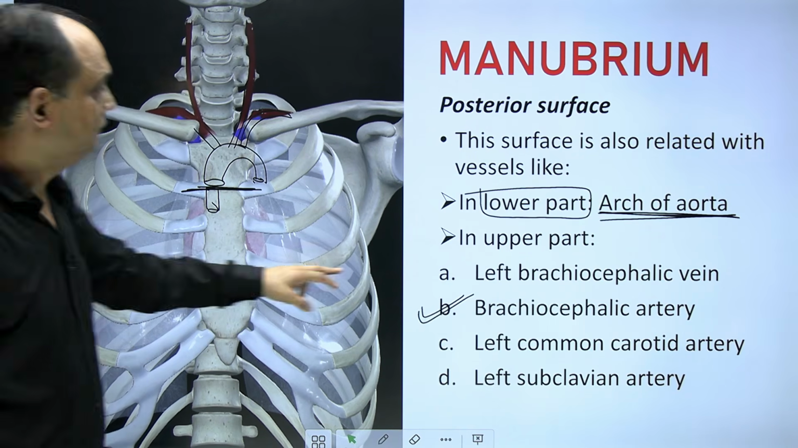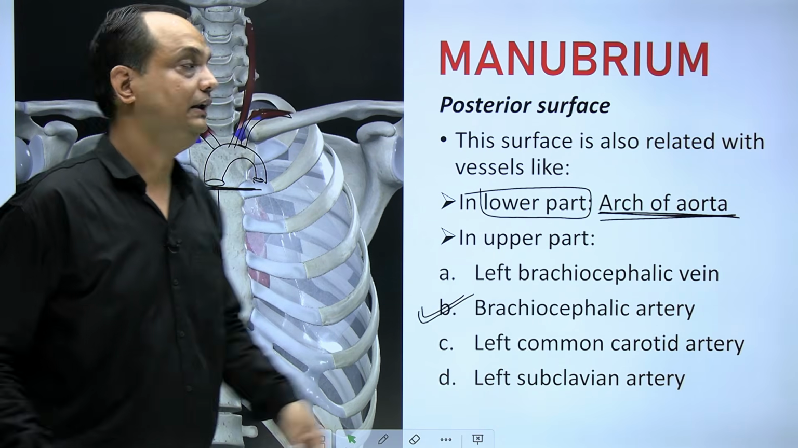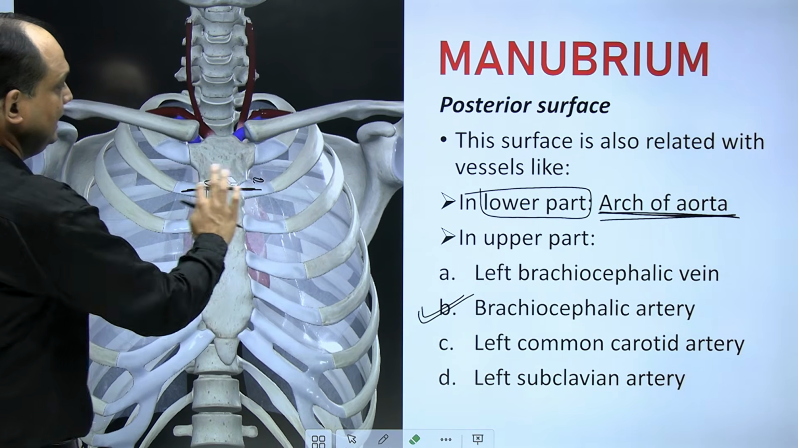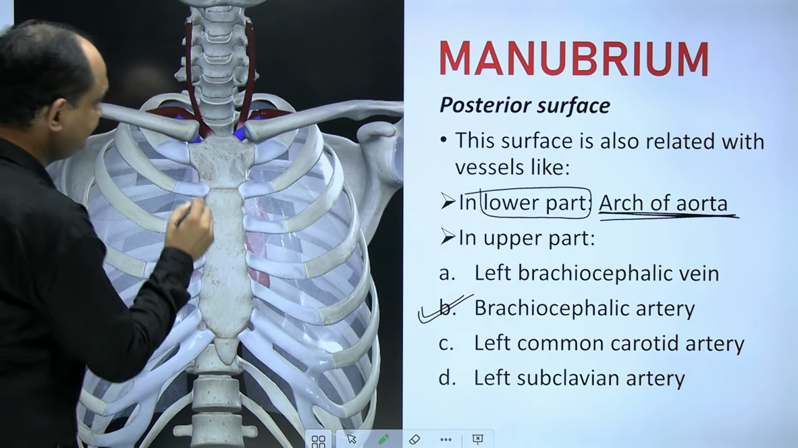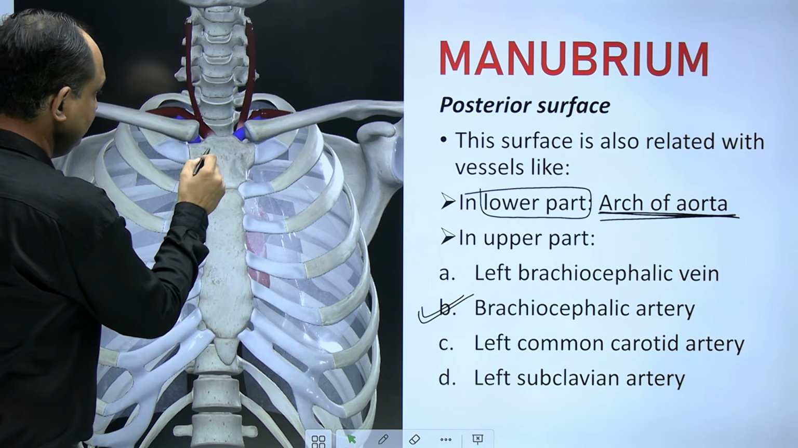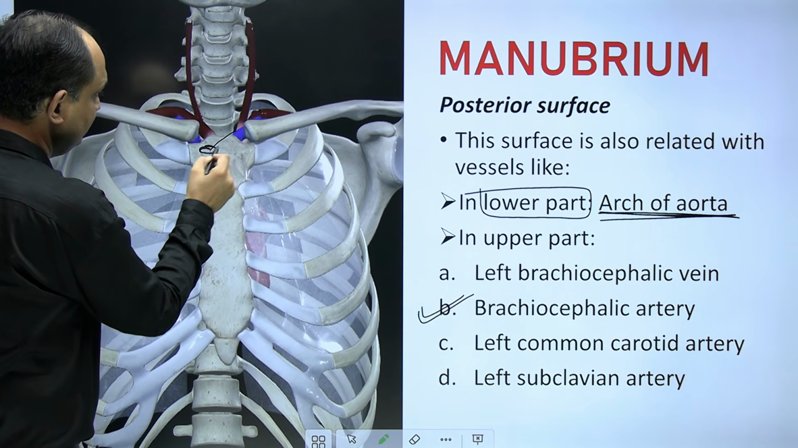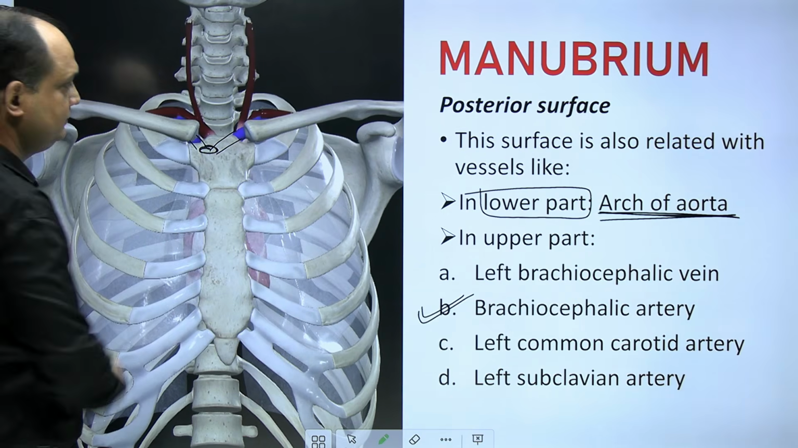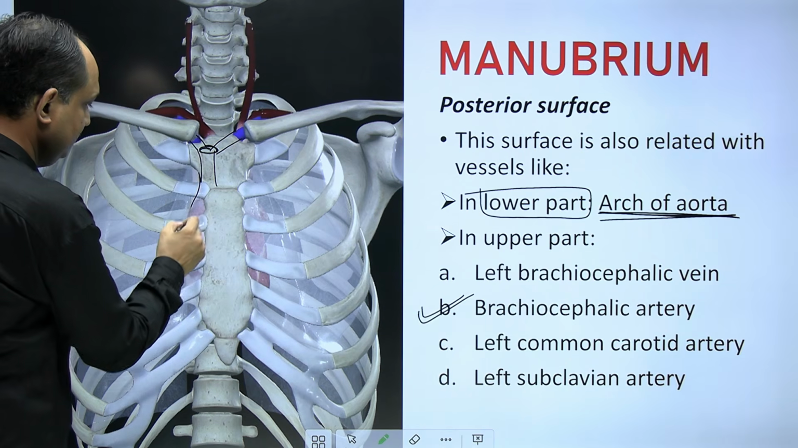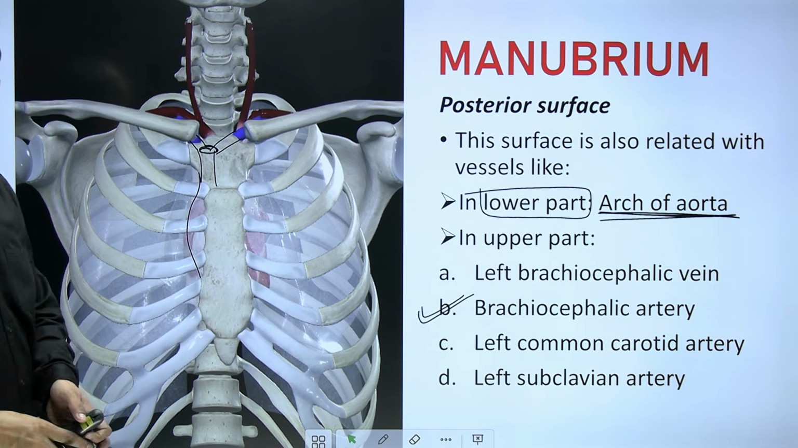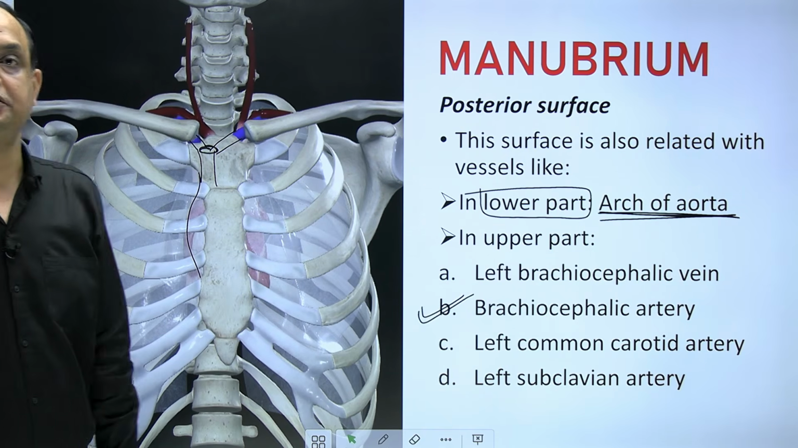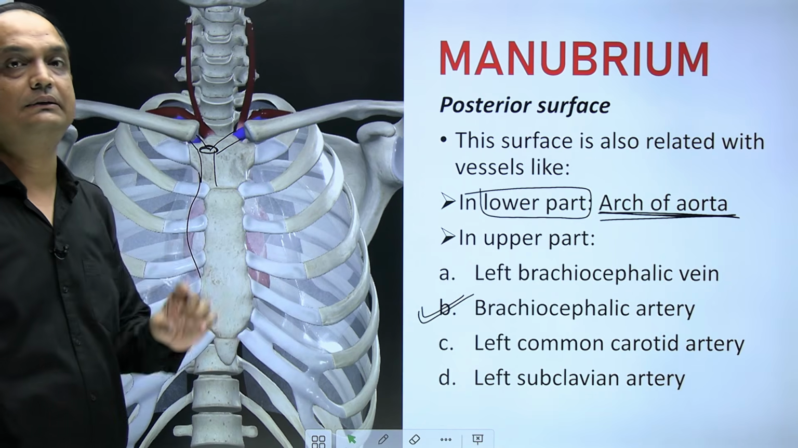Apart from that, it is also related with the left brachiocephalic vein. So the left brachiocephalic vein is related, not the right. Why? Again you have to understand that here you have the formation of the superior vena cava, and the superior vena cava is formed by the fusion of the left brachiocephalic and right brachiocephalic veins, and then this superior vena cava will go downward and open into the right atrium. Now you may ask: is the superior vena cava also related to the posterior surface of the manubrium? The answer is no.